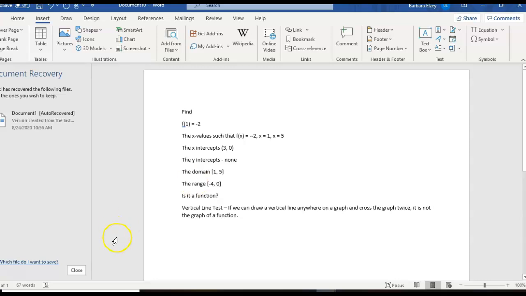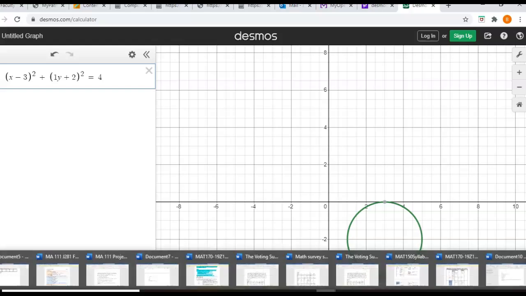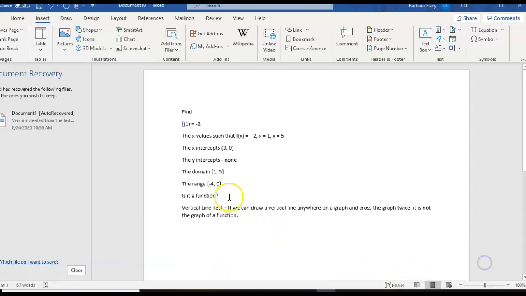Now, is it a function? Well, let's look back here and notice that if I draw a vertical line right here, it will hit 2 places on that graph when I draw a vertical line. So this is not a function. It fails the vertical line test. So no, it fails the vertical line test. It's not a function.